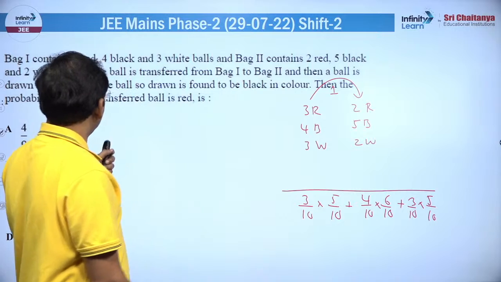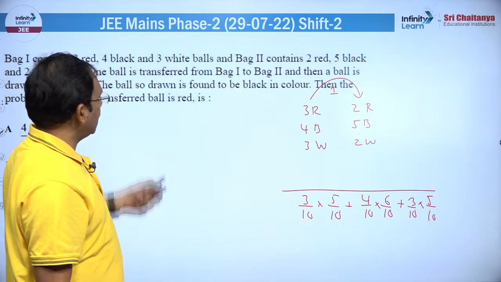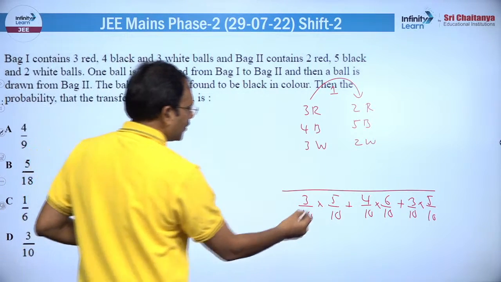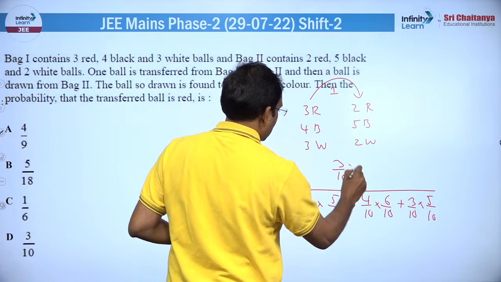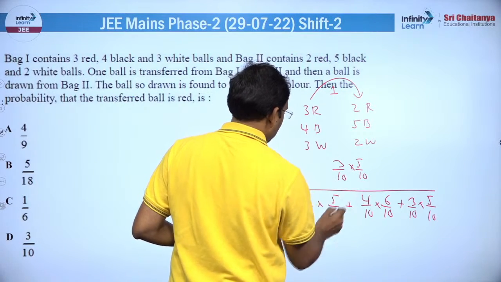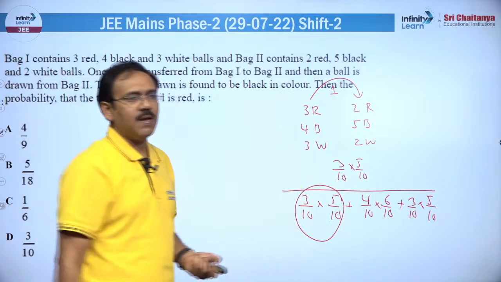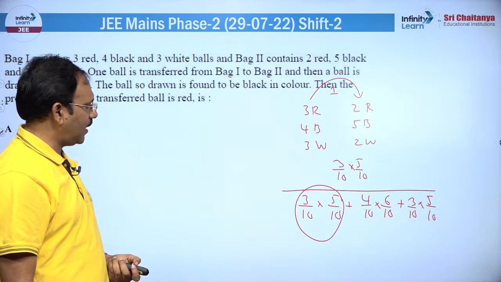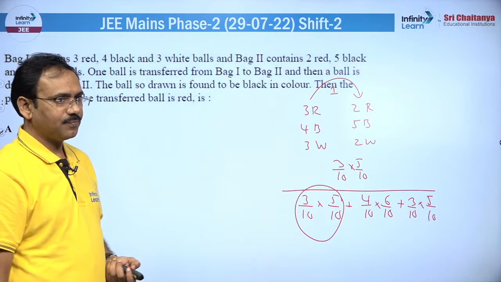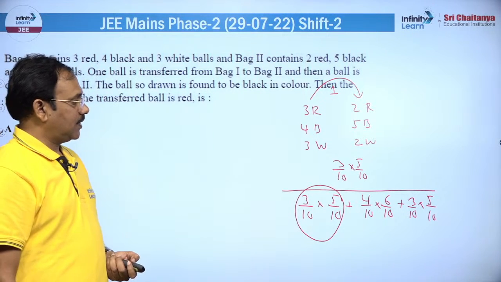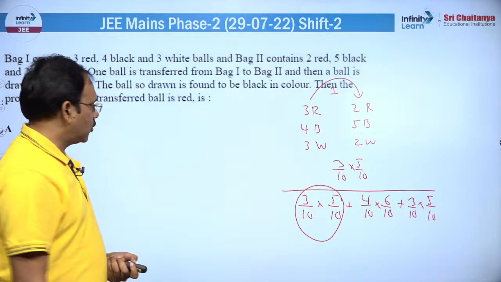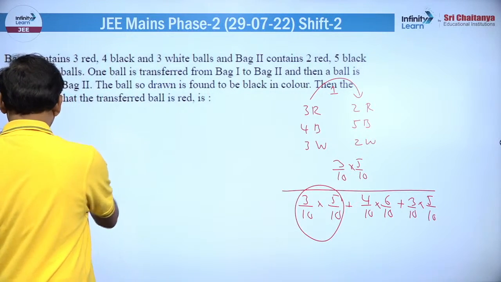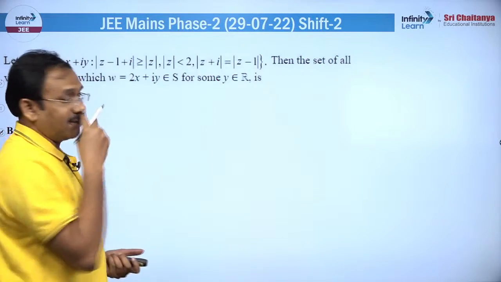Now, I want the case where a red ball is transferred. Red ball is transferred means first case. You can write the first case in the numerator, this case. So, this is Bayes theorem application. You will get the answer, my dear friends. Okay, fine. You will get the answer to be 5 by 18. Okay. Next question, my dear friends.